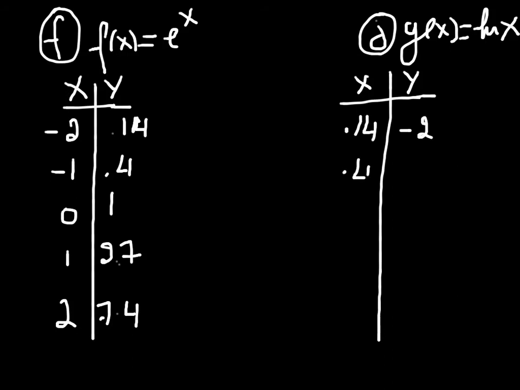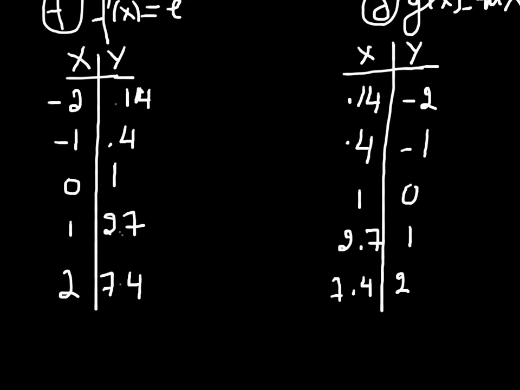Because you always want to start with an exponential function and do the inverse to get to the log function. So this will be 2.7 and 1. This will be 7.4 and 2. So what I'm going to do, I'm going to graph both of them on the same graph, but I'm going to use different colors. And so here is my graph.